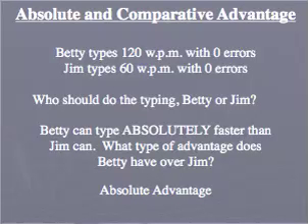Now, along with that, we talked about absolute and comparative advantage, and the scenario I gave you in class was between Betty and Jim, who type at very different speeds. We obviously know that Betty can absolutely type faster than Jim because she can type 120 words per minute with 0 errors. She has the absolute advantage.